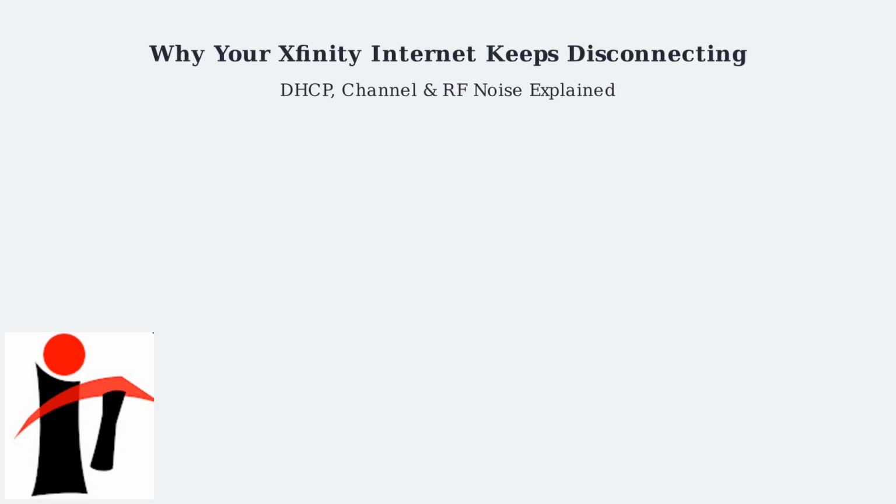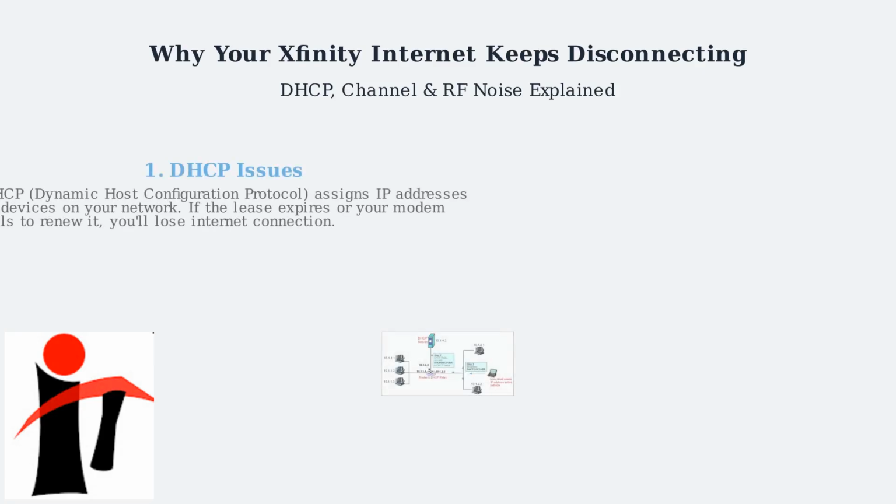Experiencing frequent Xfinity internet disconnections? It's often due to three main culprits: DHCP issues, Wi-Fi channel congestion, or RF noise. DHCP, Dynamic Host Configuration Protocol, assigns IP addresses to your devices. If the lease expires or your modem fails to renew it, you'll lose connection.